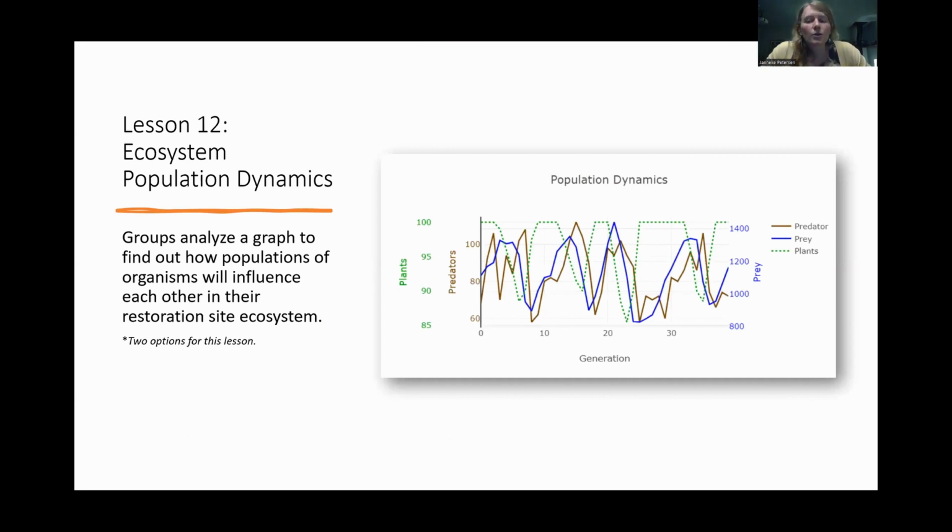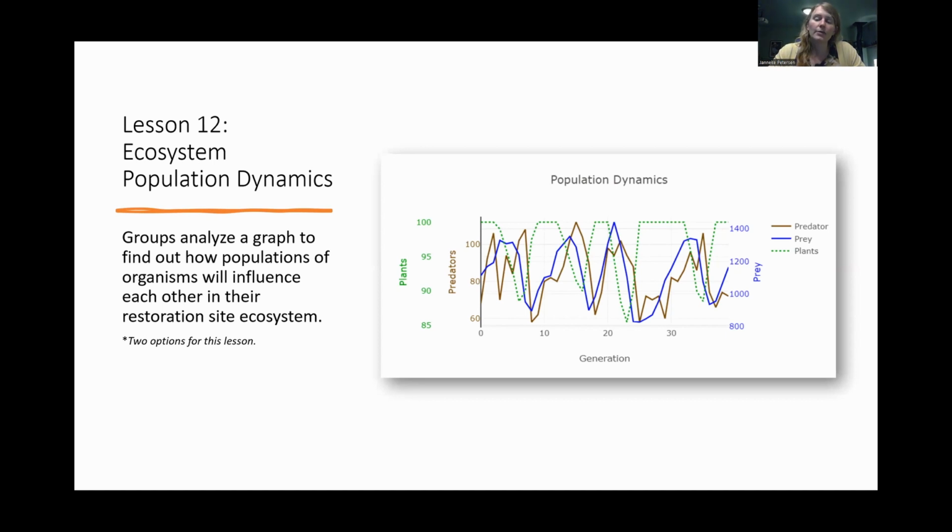Okay, we are close to being through the unit here. We're at lesson 12. So this is all about ecosystem population dynamics, which is also one of the standards, performance expectations for ecosystems. So groups are going to analyze a graph to find out how populations of organisms influence each other in their restoration site ecosystem.